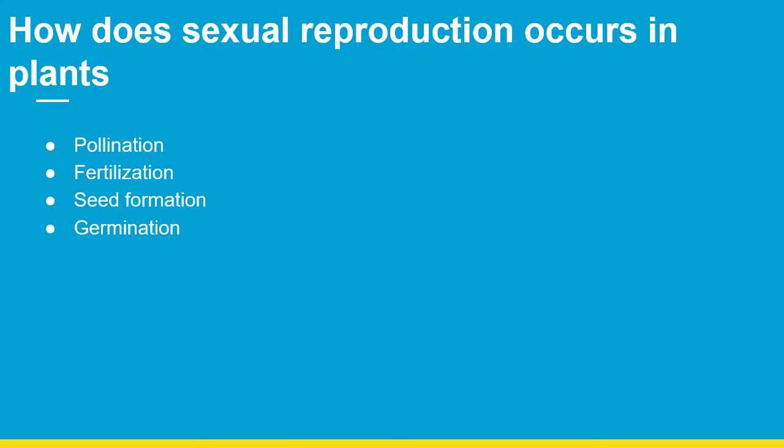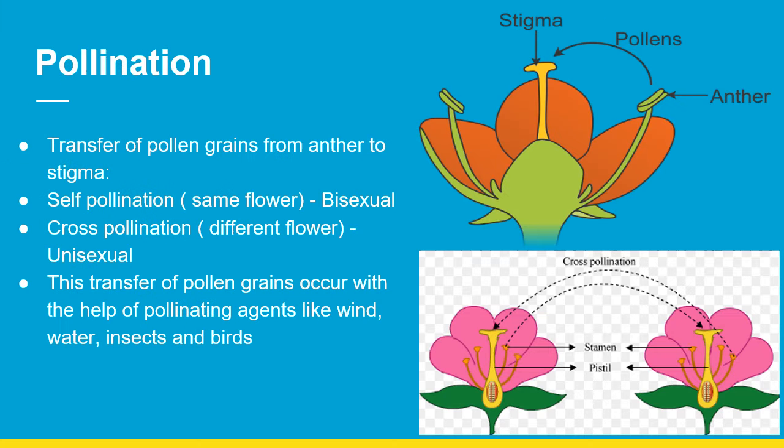How does sexual reproduction occur in plants? These are the stages, the series of processes that take place in sexual reproduction in plants. First, pollination should take place. The next step is fertilization. After fertilization comes seed formation, and then seed germination. We are going to learn about all these processes. The first one is pollination.